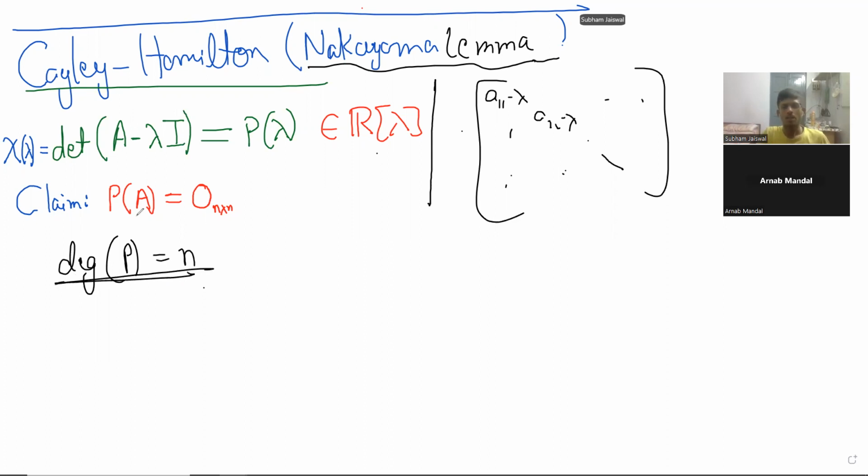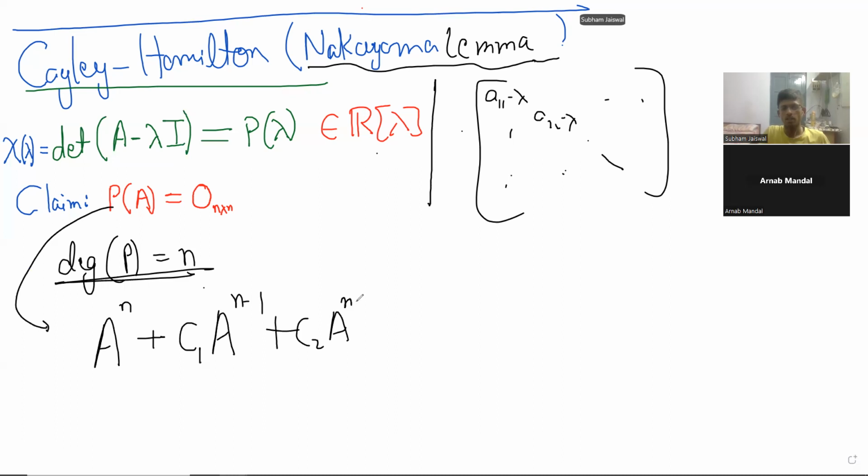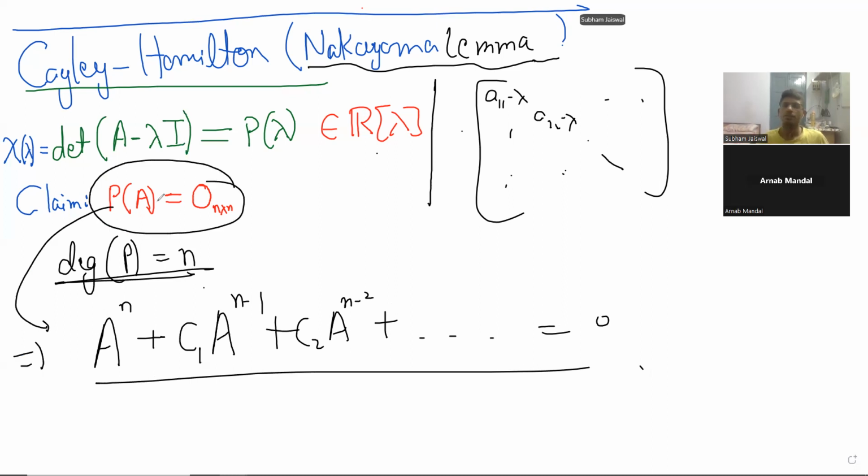What does this mean? This means that P of A will look like what? Some A to the n plus something. That something is a useful thing, but we'll talk about it later. And so on. This is equal to 0, right? That is what this thing says. And this means that these vectors are dependent, right? This implies that A to the n, A to the n minus 1, A to the n minus 2, these are dependent.